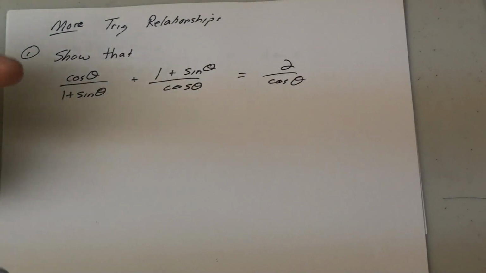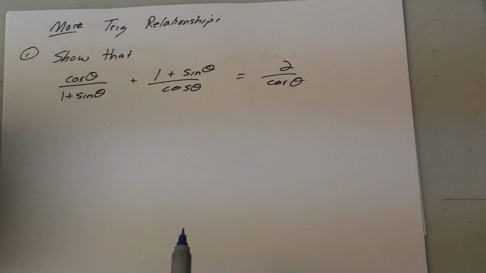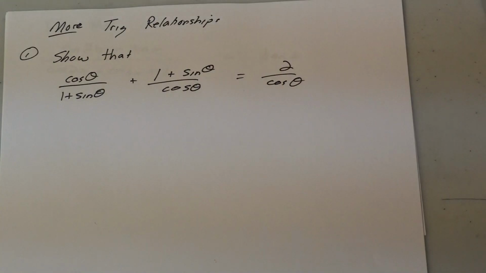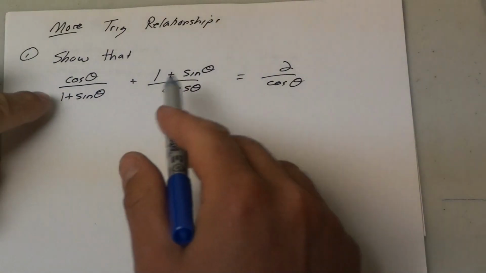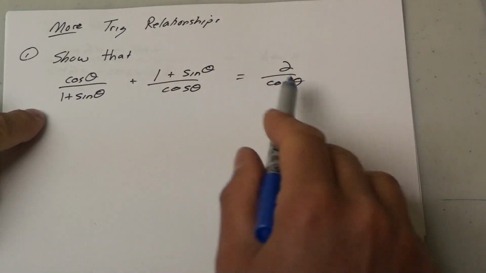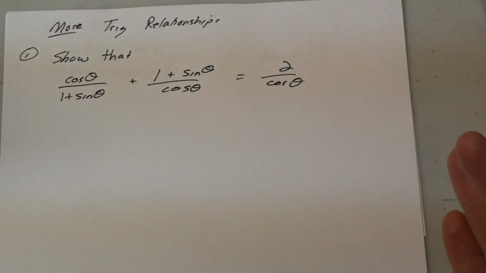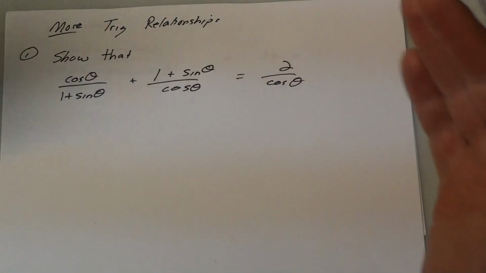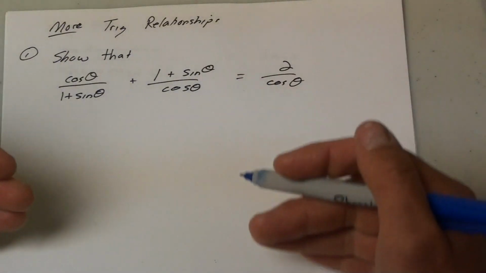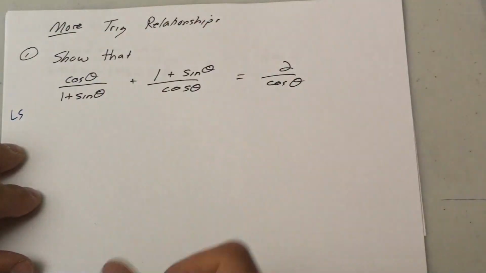Okay, here's another video on some more trig relationships, some more proofs. You're going to be trying to show that one side equals the other side. So show that this trig identity here equals that. I have left side, I have right side. You choose whatever side has the most options to you, and you work with it, and you try to get left side and right side equal to each other. So I'm going to work with the left side here.